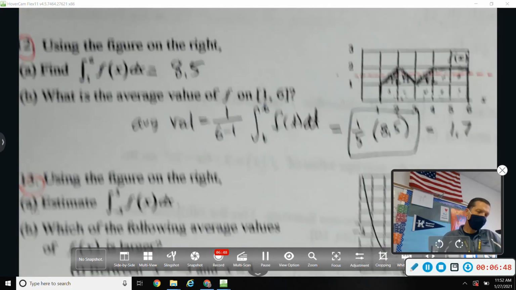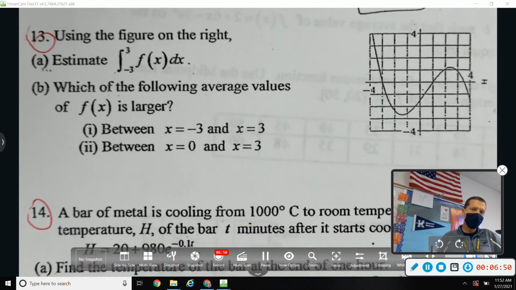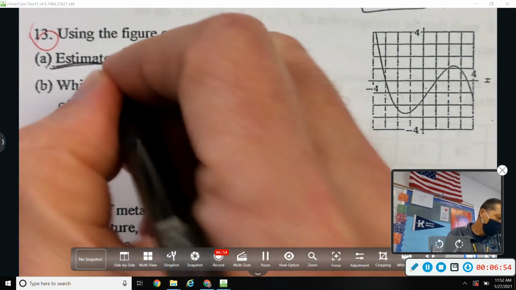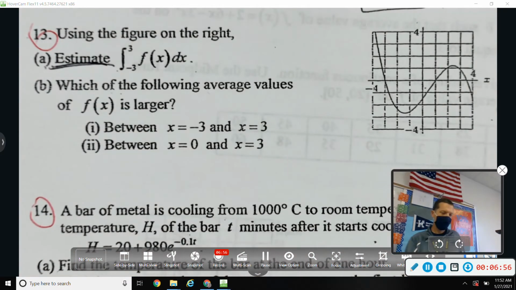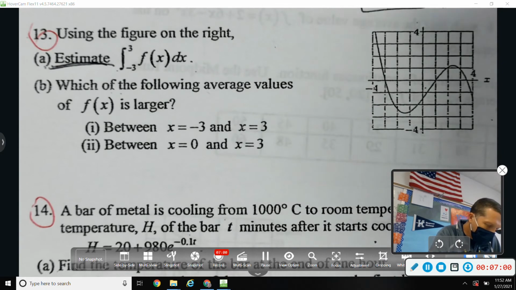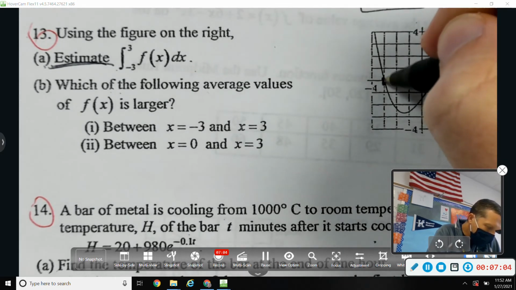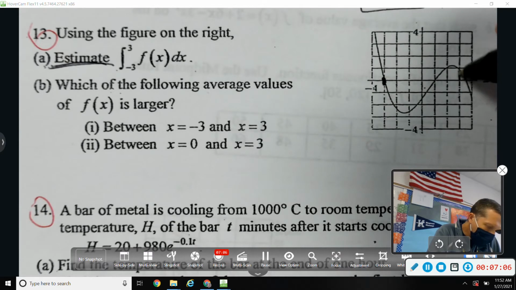Number 13. Using the figure on the right, estimate. So another estimate. That means, best guess. Sketch in some triangles or count the squares or whatever you want to do. From -3 to 3. So -3 to 3.